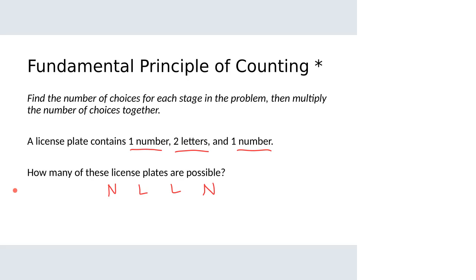We definitely don't want to do this by listing them out. We want to use the fundamental principle of counting to answer this one. How many choices for each stage in the problem, and then multiply those together. Oh, one thing, there are 26 letters in the alphabet. That's an important part of this. So in case you weren't sure how many letters there are in the alphabet, there are 26. We'll go another 20 seconds on this, and then we'll talk about it. If you need more time, let me know.